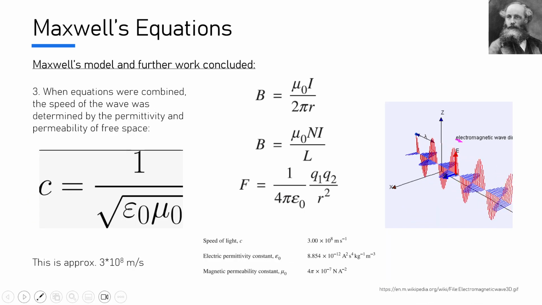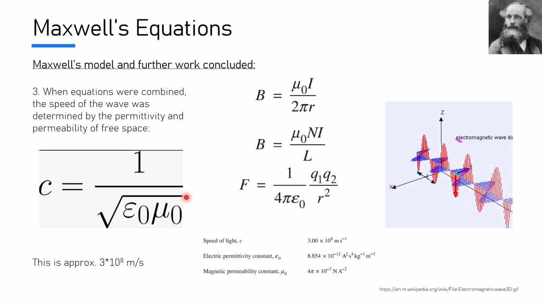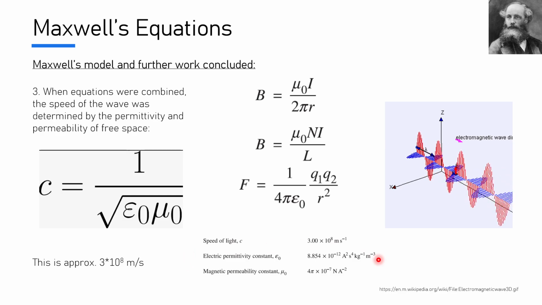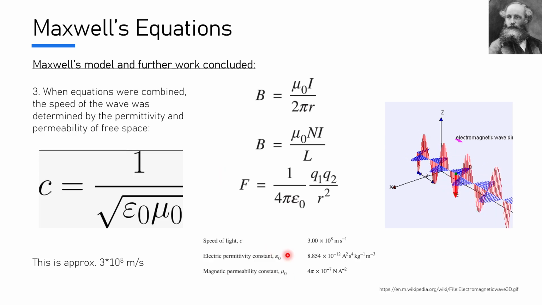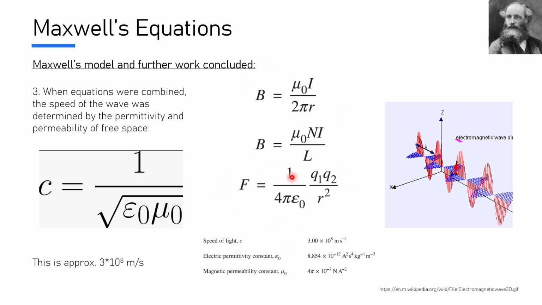Furthermore, with some analysis of these equations, he was also able to determine that the speed of these waves he was looking at was determined by the permittivity and permeability of free space. These are two constants that we have used in the past. The permeability of free space was used to calculate magnetic fields generated by currents, and the permittivity constant was used when looking at the interaction of two charges and the forces experienced by them. So these two constants are quite deeply rooted in our understanding of magnetism and of electrostatics.